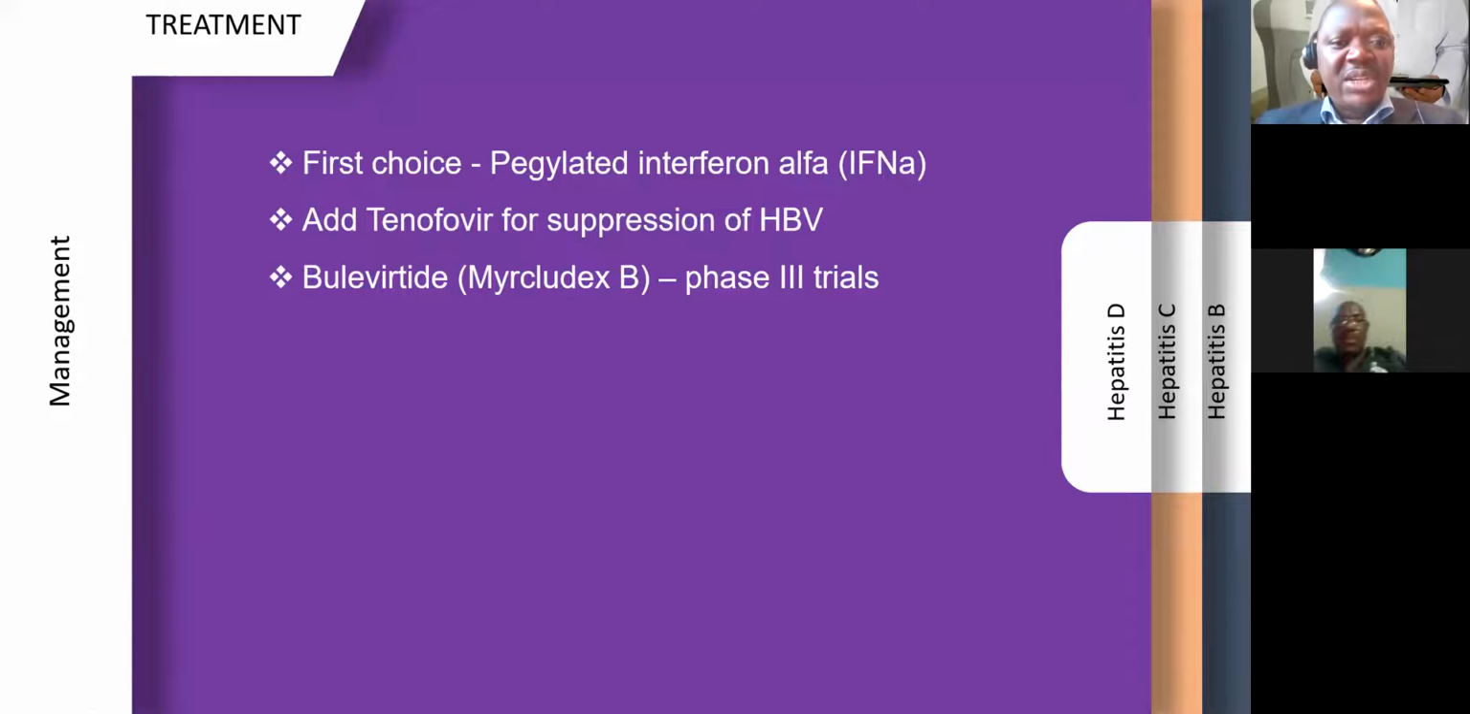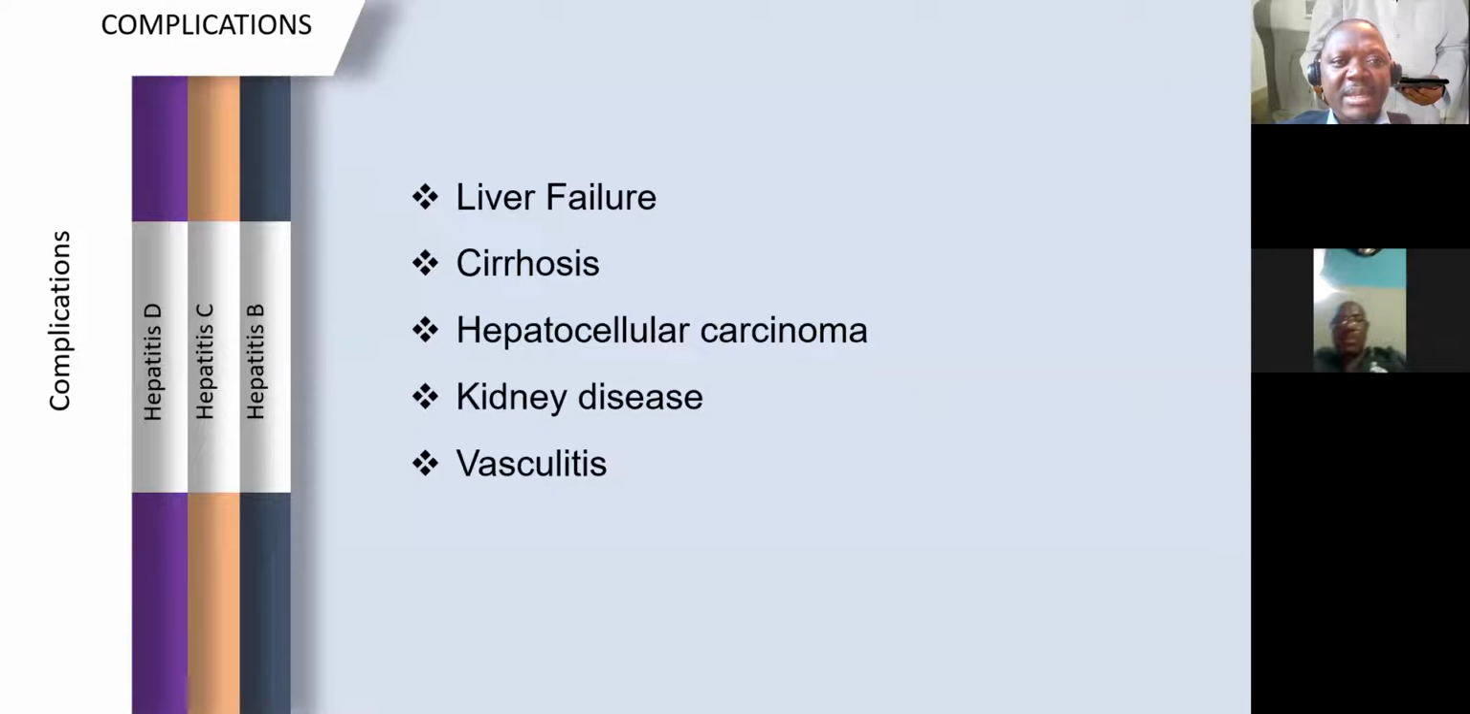For D, the first choice of treatment is to give them an injectable, very expensive treatment, really, pegylated interferon alpha, and then you can add tenofovir to suppress hepatitis B. Phase 3 trials, bulevirtide is actually in place, being tried in Europe, and has very significant promise of clearance of the D virus, including B as well. That is still being tried, but for now, those are the treatment recommendations.